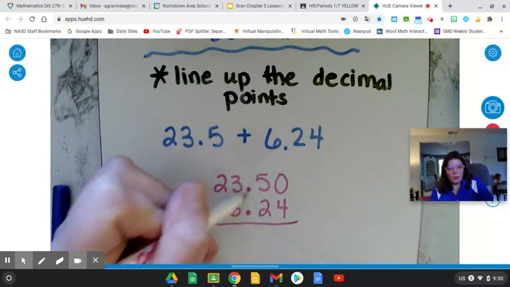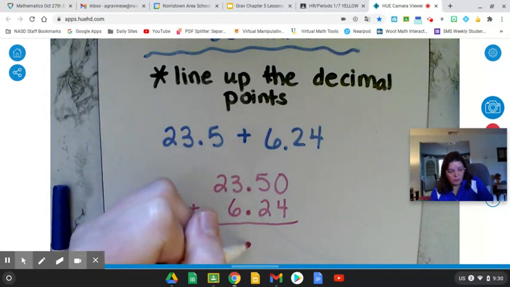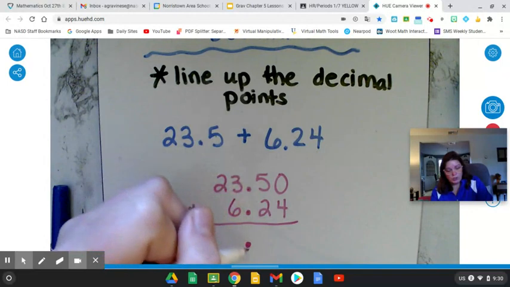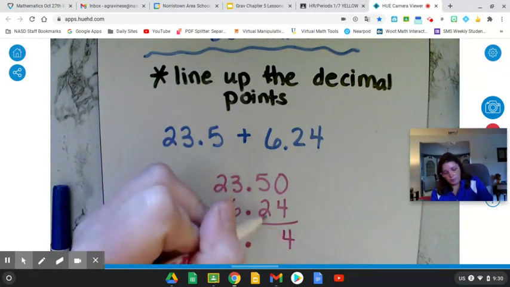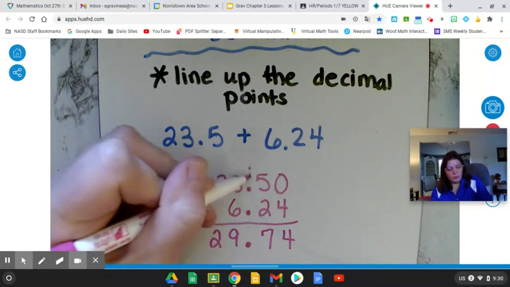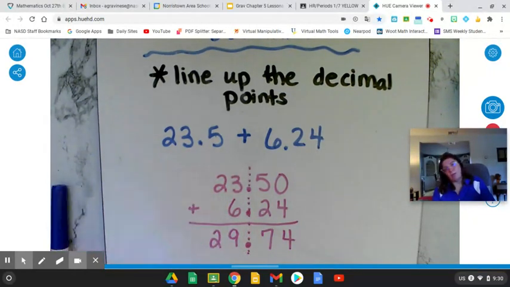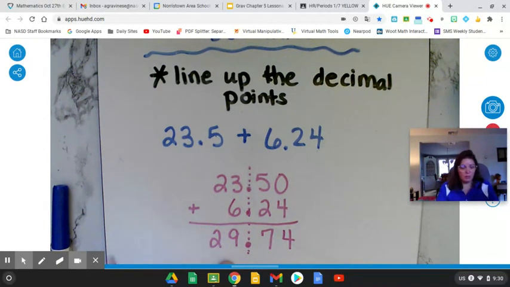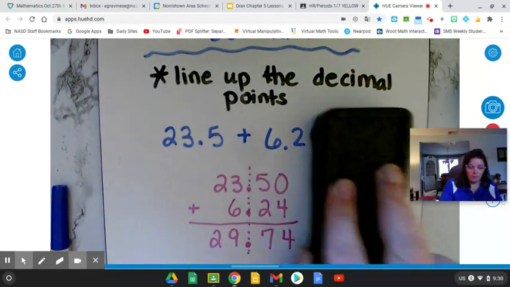I like to write my decimal point first so that I remember that it should be in that nice straight line. So we can see that nice straight line of decimal points. Our sum is 29 74/100.